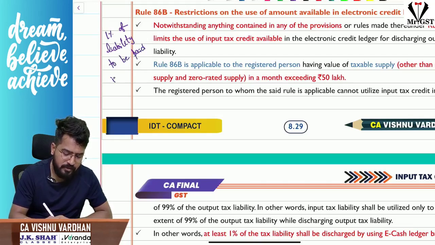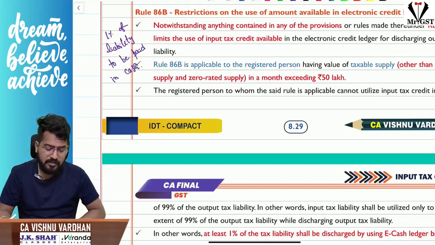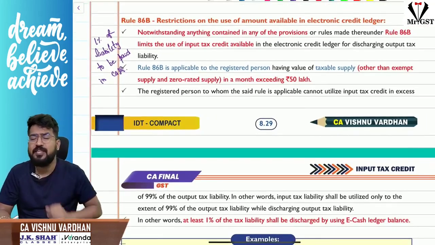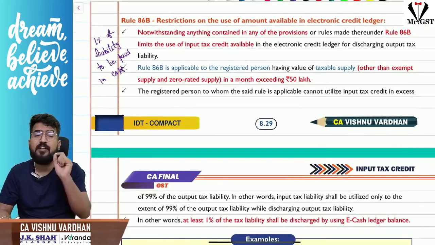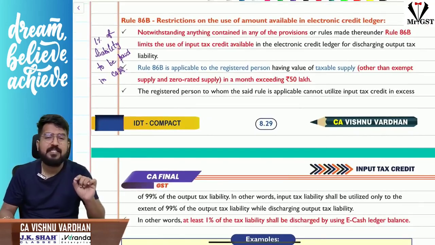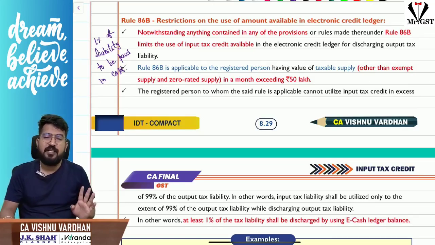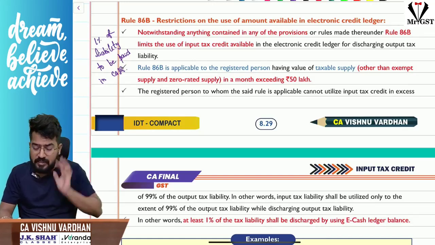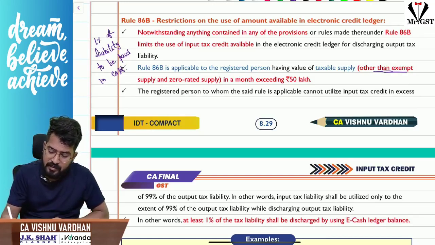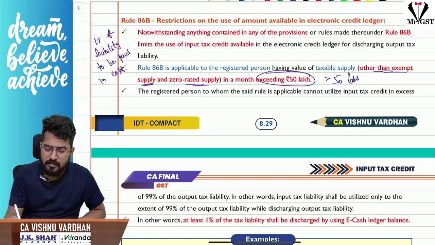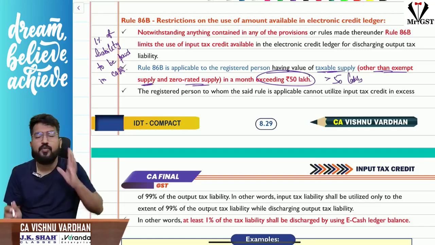Be paid in cash. That is what it says. Am I clear? 1% of the liability to be paid at least in cash is what rule 86B is all about. Rule 86B is applicable when your supplies in the month, please be very careful, other than exempt supplies and zero rated supplies, if the taxable supplies in that month exceed 50 lakhs, then rule 86B is applicable.